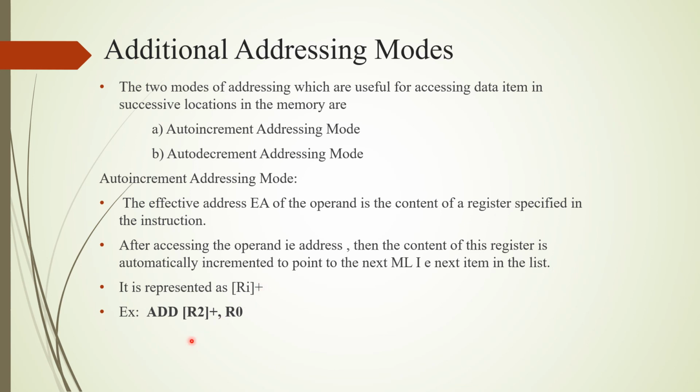Taking the example of add R2 in square brackets plus, comma R0. Here it indicates that the content of R2 is accessed as a memory address, and then it is incremented by 1, and that acts as the effective address of the memory location. I have taken another example. Move R1 in square brackets plus, comma R4. Here the R1 content acts as an address which is incremented by 1 because of the plus sign, and the overall value we get will represent the effective address of the memory location where our first operand is situated.